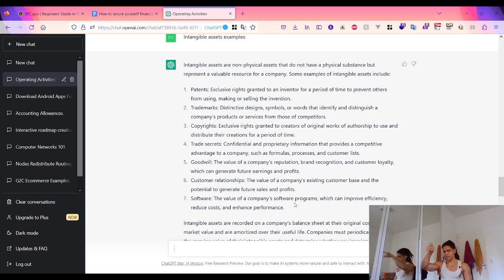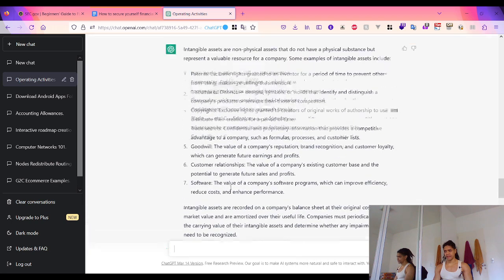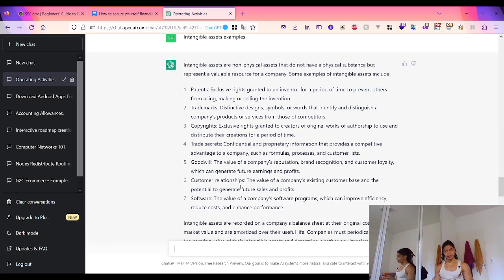And the whole idea here is to show that this way of doing things can reduce costs, enhance performance, and improve efficiency. Okay. So then you have these intangible assets. This is all of the intangible assets, again, the most common examples from ChatGPT.